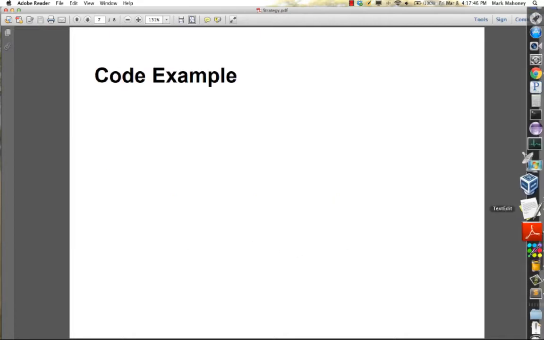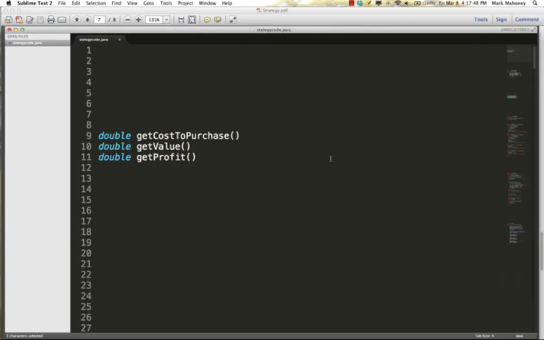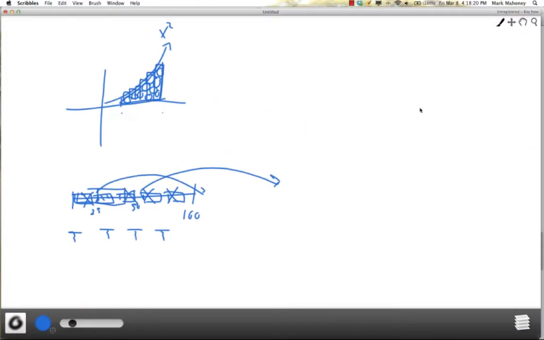Okay, so let's look at an example. Let's imagine that we were going to implement this financial advisor application. So the financial advisor would like to see the value of a portfolio. This will probably involve methods like getting the cost to purchase, getting the value of the portfolio, and getting the profit, because most people are most interested in the profit or loss. So one might be tempted to create a class that looks like this.